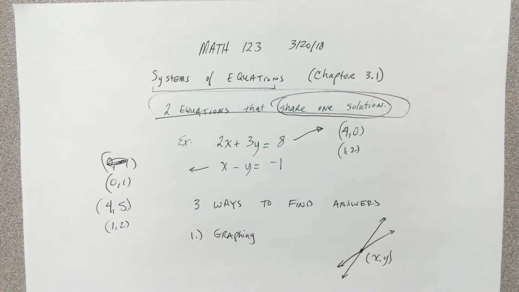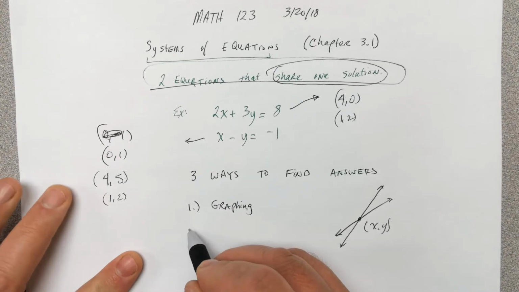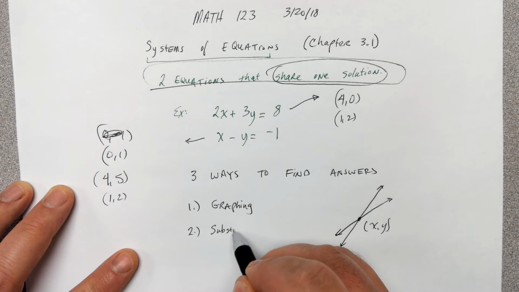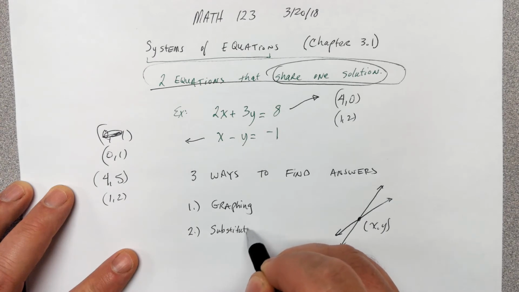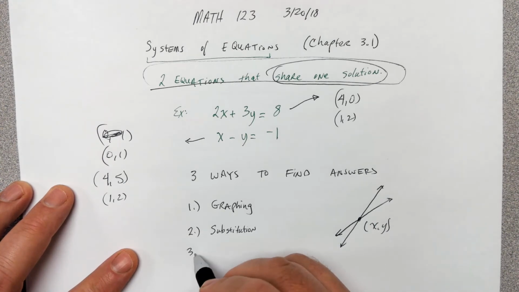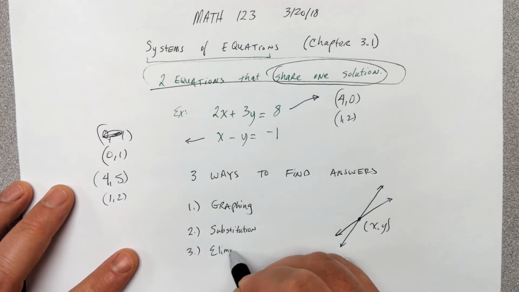So graphing is very important. And then there's 2 ways that are going to be new that you don't know. One's called substitution. Can I spell? It's late. Substitution. I think that's right. And the other one's called elimination.